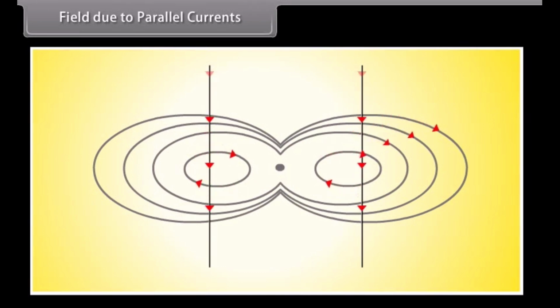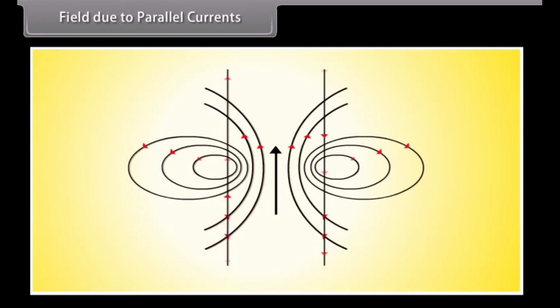Field due to parallel currents. It represents the combined magnetic field due to two parallel conductors carrying current in the same direction. The pattern of the magnetic field indicates attraction between the conductors.